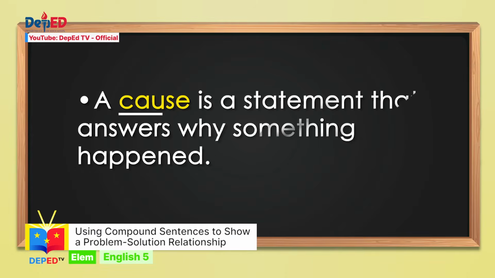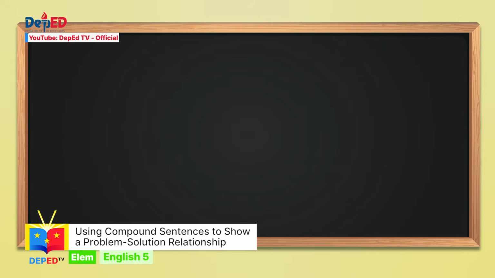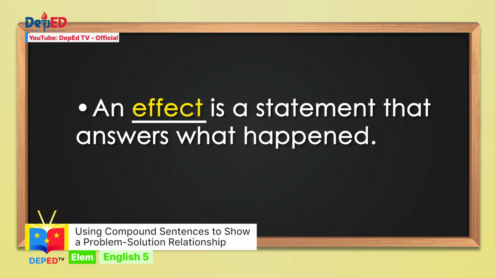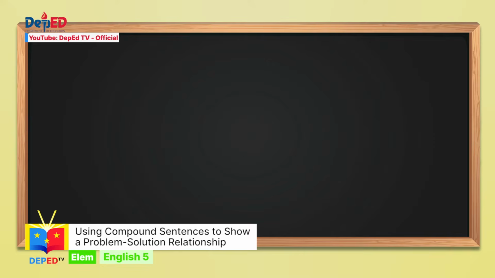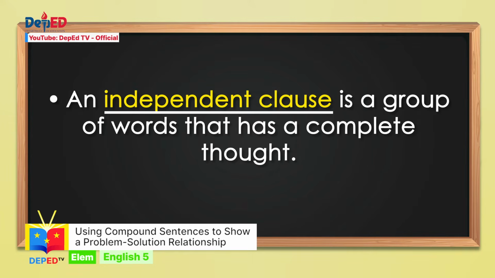A cause is a statement that answers why something happened. An effect is a statement that answers what happened. A dependent clause is a group of words that has an incomplete thought. They start with subordinating conjunctions. An independent clause is a group of words that has a complete thought.